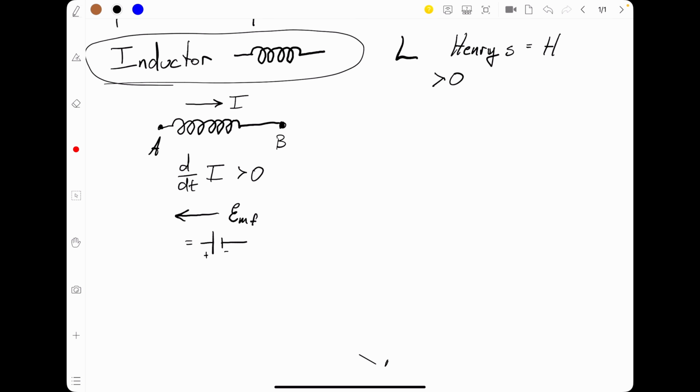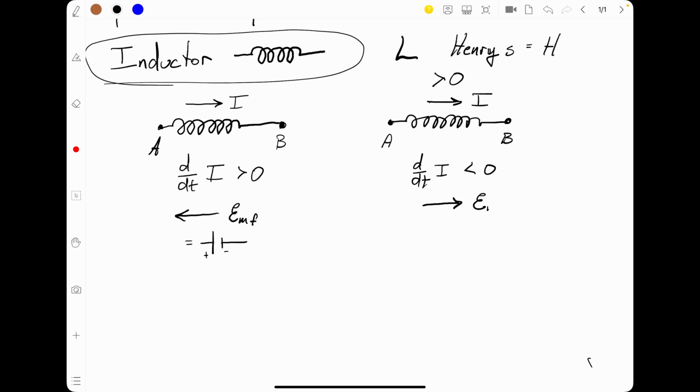Okay? Now, let's do the same thing. We've got the same 2 points, A and B. We've got the same inductor. We've got current going this direction through our inductor. However, our d/dt of the current is less than 0. We're going to have an EMF that goes in this direction. Can you guys tell me why? Can you tell me what's happening?